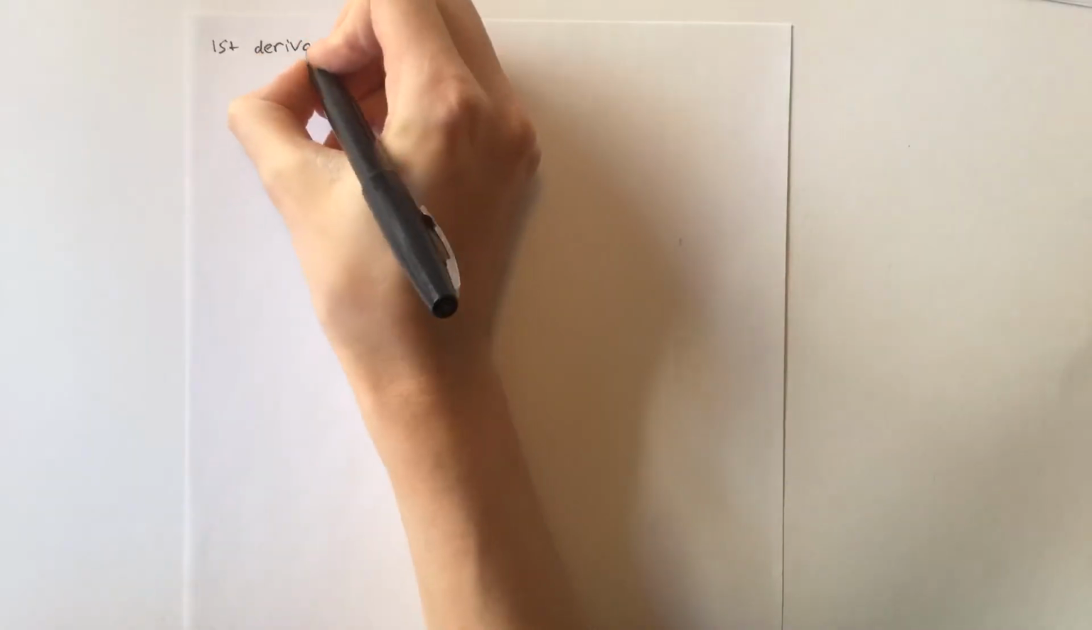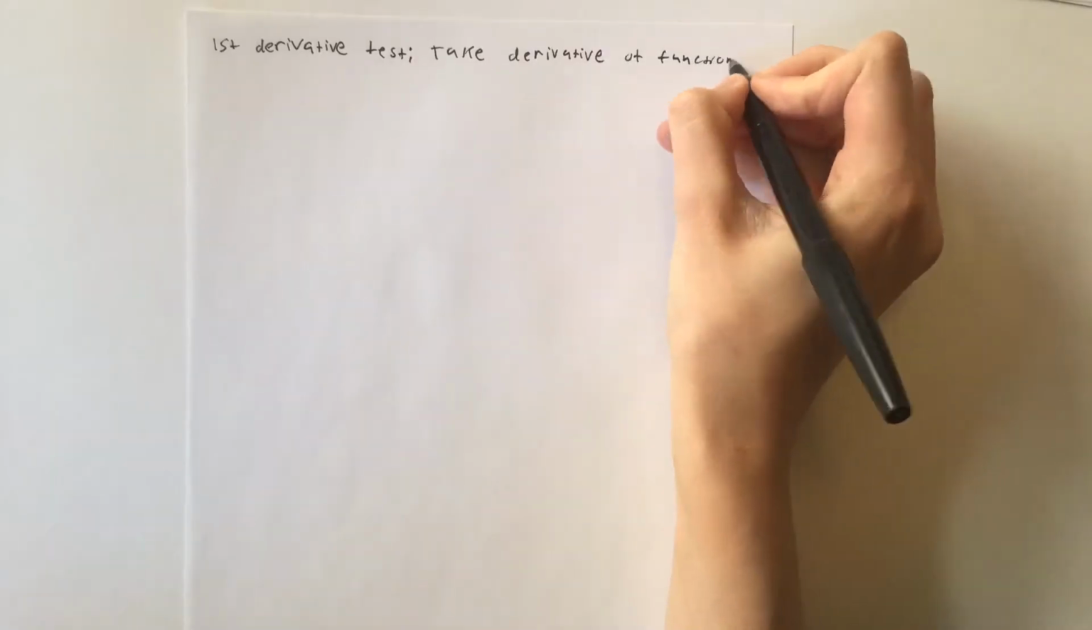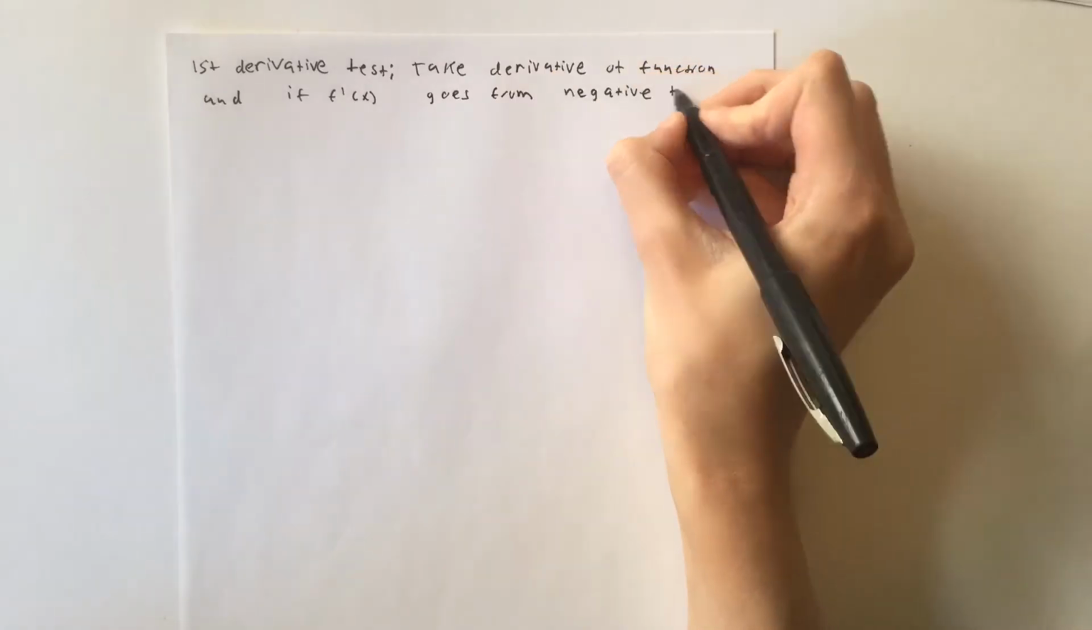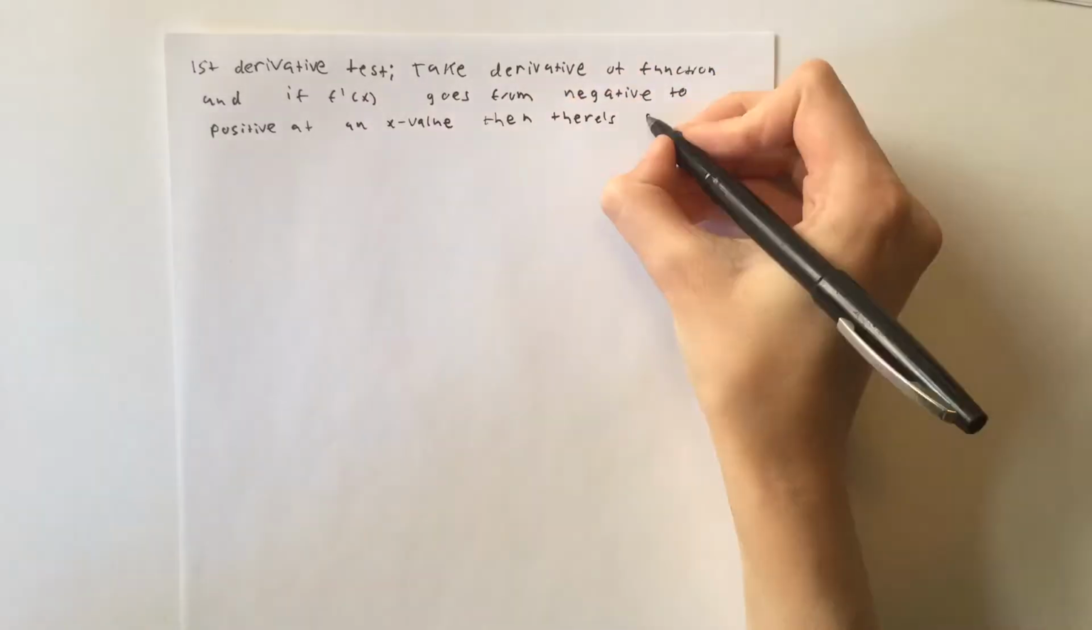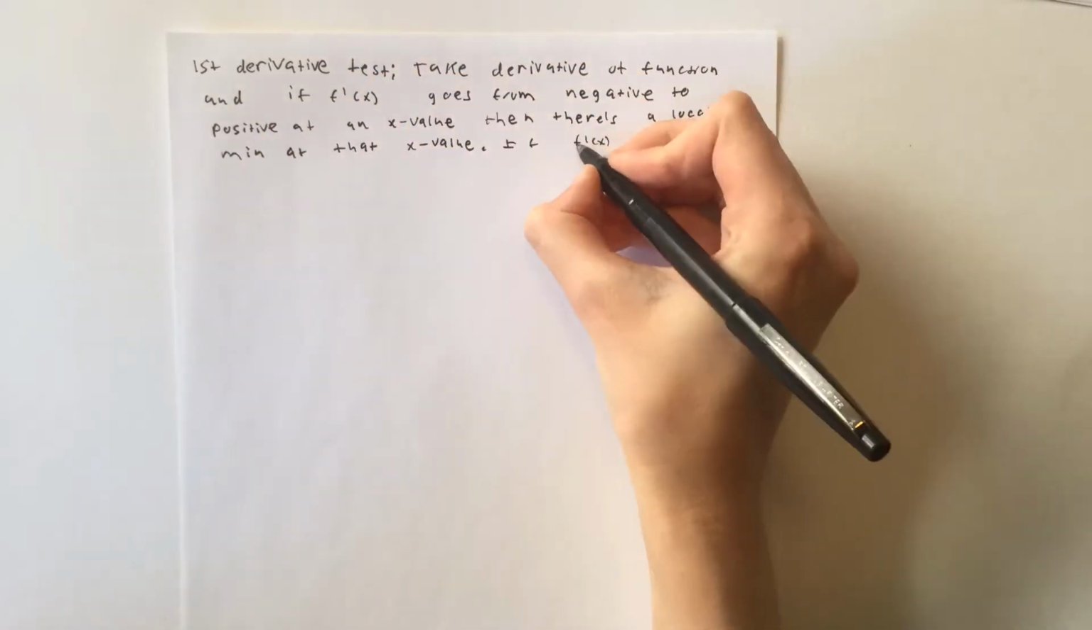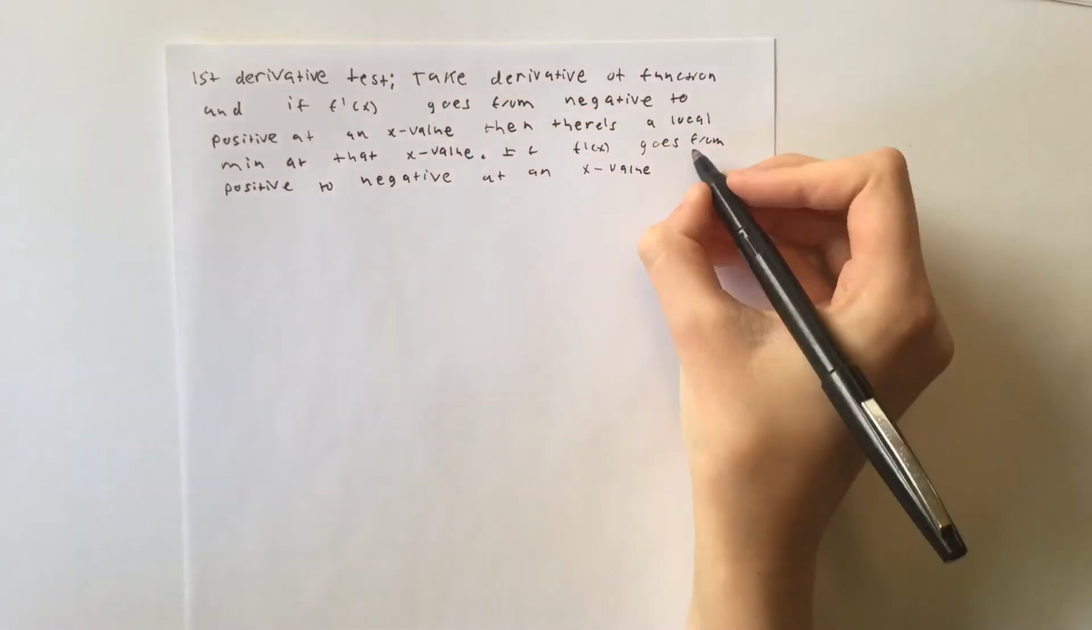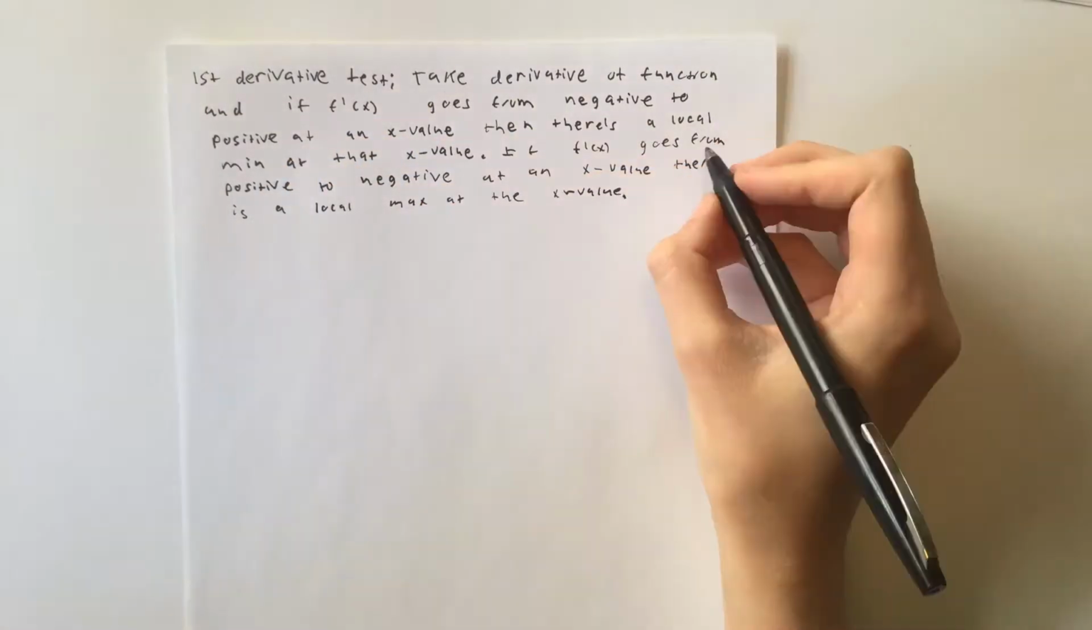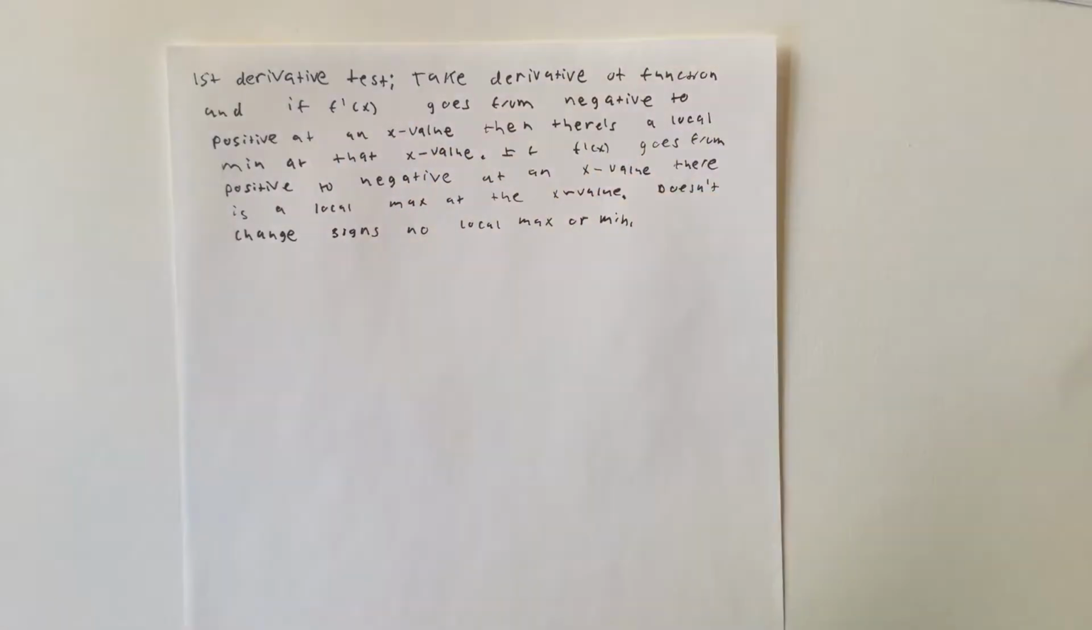We're doing the first derivative test. This is a very important rule to know. For the first derivative test, you take the derivative of the function, and if f prime of x goes from negative to positive at an x value, then there's a local minimum at that x value. Basically, let's say f prime of x goes from negative to positive at x equals 2. Then there's a local minimum at 2. If f prime of x goes from positive to negative at an x value, there's a local maximum at that x value. If the function doesn't change signs, then there's no local minimum or maximum. According to the first derivative test, it fails in this case.